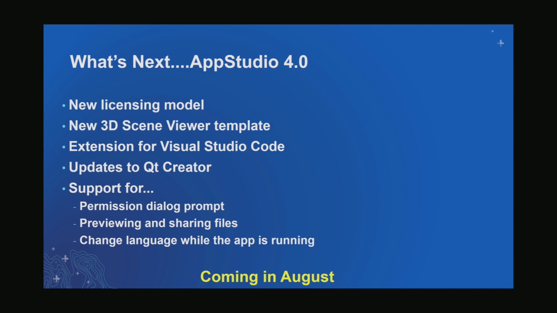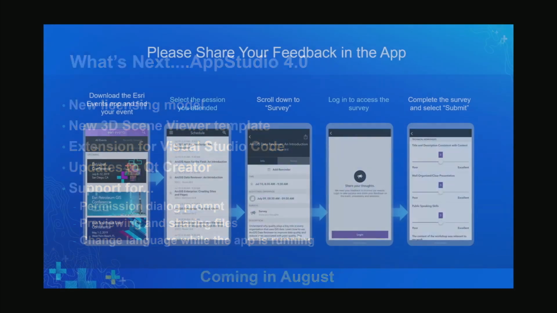As well as some kind of lower level things for when you're writing code: permission dialog prompts, previewing when sharing files, changing the language on the fly in the app. So some kind of lower programmatic things that are coming. And that, again, is coming in August. If you're interested, go to our early adopter site and join the beta program for that.